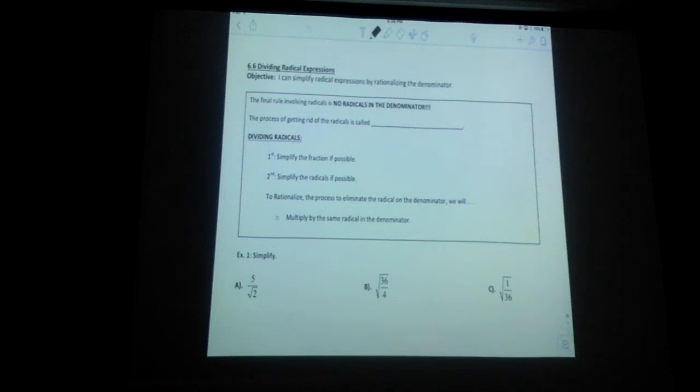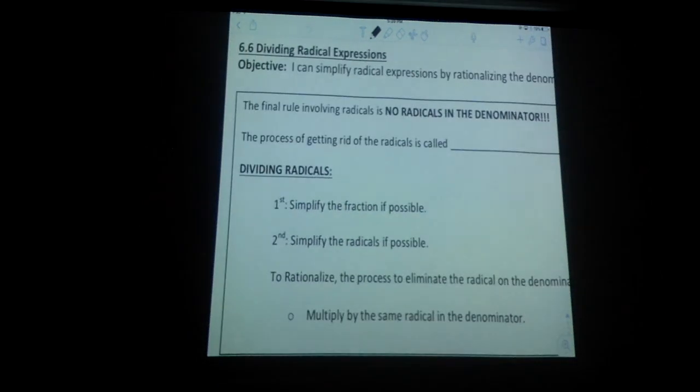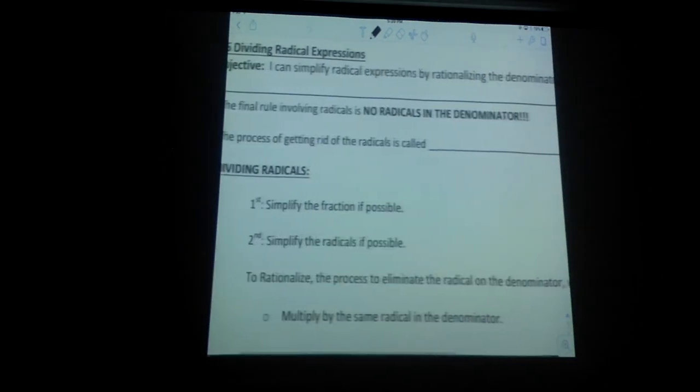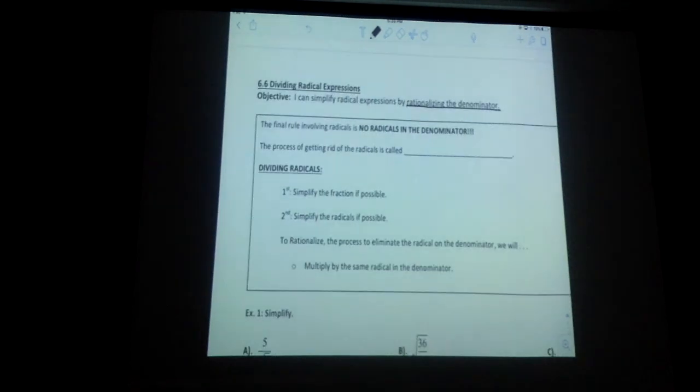All right, so for today's class, here's what we're going to talk about. In section 6.6, you're going to be looking at dividing radical expressions. Here's our objective: I can simplify radical expressions by what's called rationalizing the denominator. That's going to be what's important today, rationalizing the denominator.